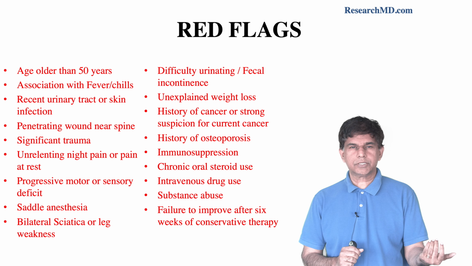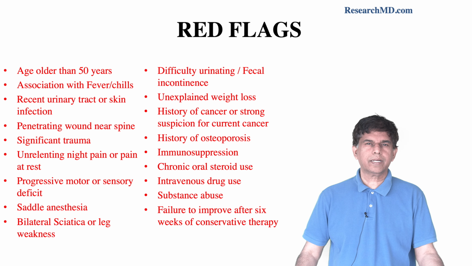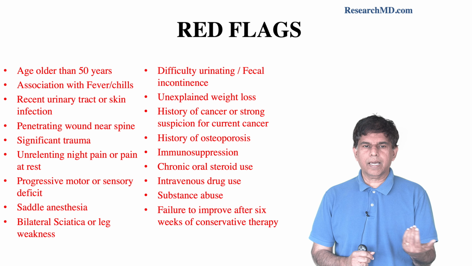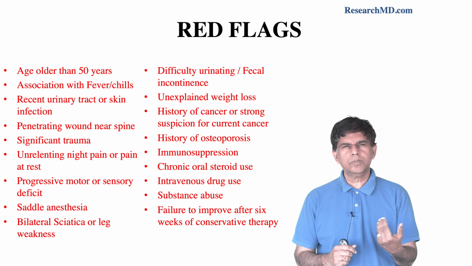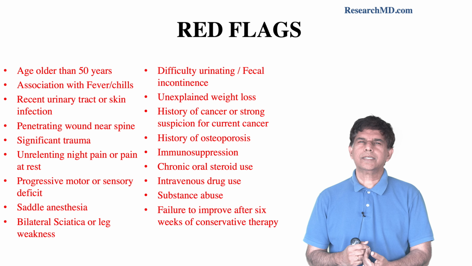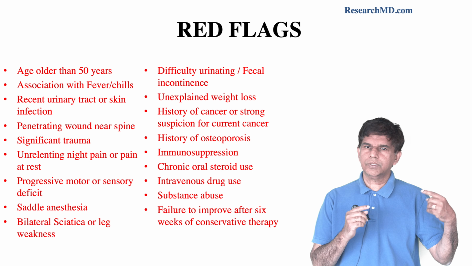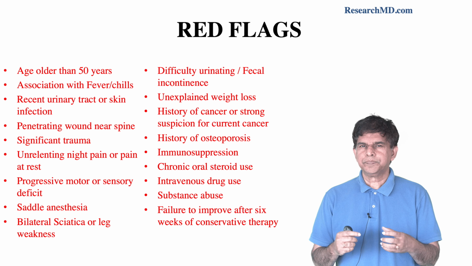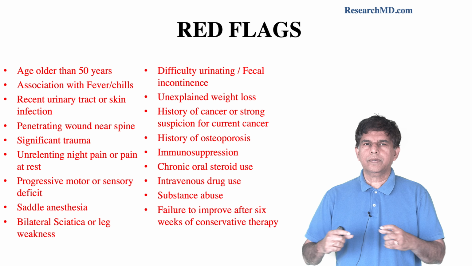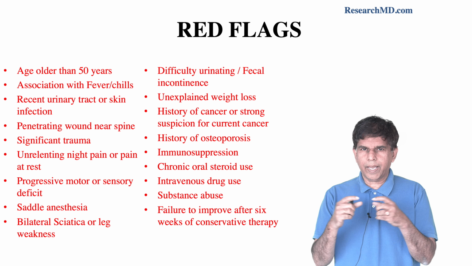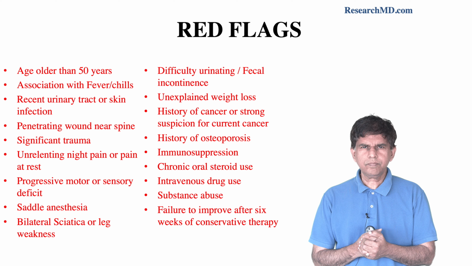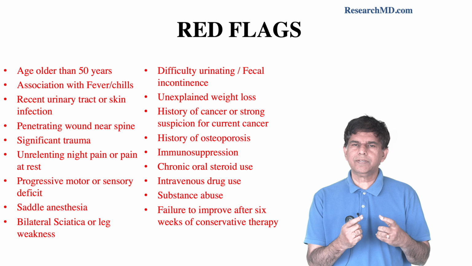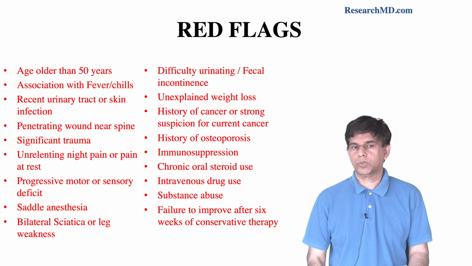And progressive motor and sensory deficit: if somebody comes in and says they're having leg weakness, that's an emergency. Saddle anesthesia, bilateral sciatica. Most of the time when you have sciatica, it's usually only one leg. Anytime somebody says I'm having shooting pain in both legs, that's a red flag. The reason is that for both sides to be affected, the disc has to be prolapsed on both sides, which is very unusual. Most of the time it happens on one side. To shoot pain down both legs, a massive disc prolapse has to be there, okay?